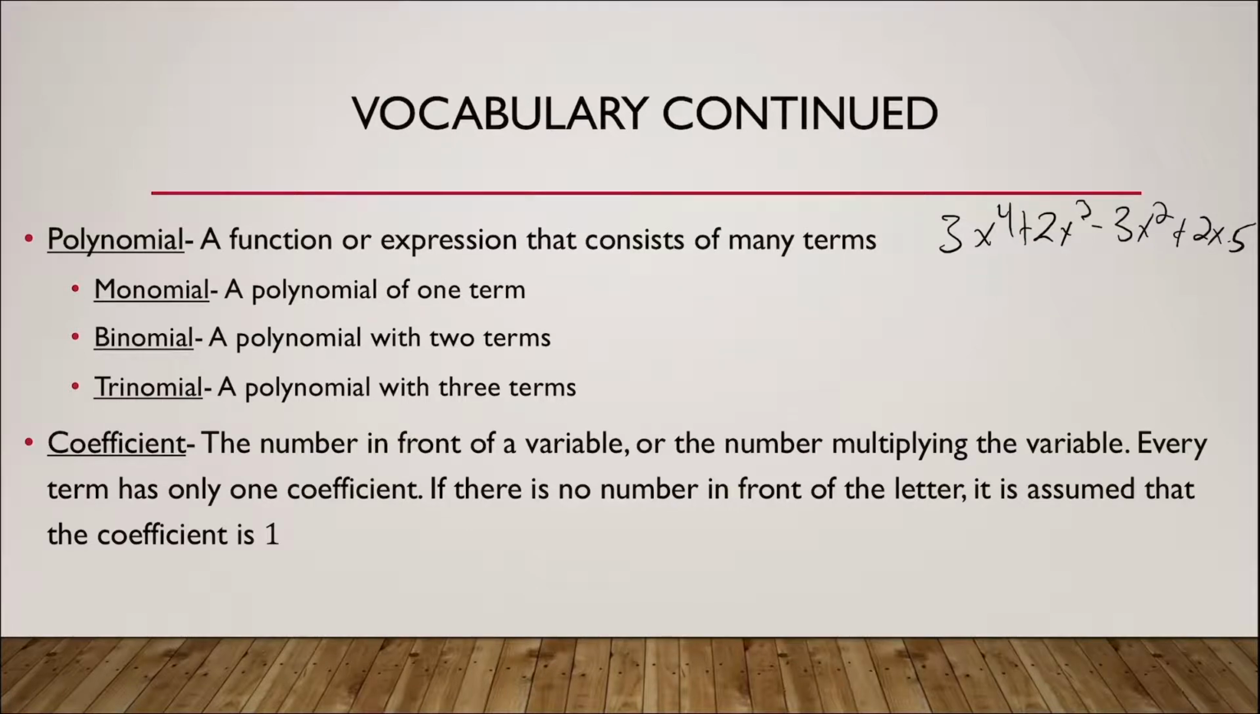A monomial is a polynomial of one term. A binomial is just a polynomial with 2 terms. Trinomial, 3 terms. A coefficient is the number in front of a variable, the number multiplying the variable. Every term has one coefficient. Remember, if there's no number in front of the letter, it is assumed that the coefficient is 1. If I have something like this, 3x squared plus x, my coefficients would be a 3 in front of that first term. There's nothing here, which means it's a 1.